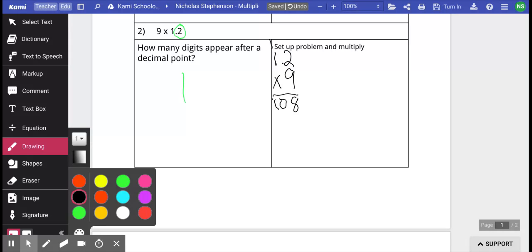Looking over to the left, I see that I had one number that comes after a decimal point. So if I start here at the end of my number and just move the decimal point over once, I'm going to end up with a decimal point between a 0 and an 8, which means my answer is 10.8.